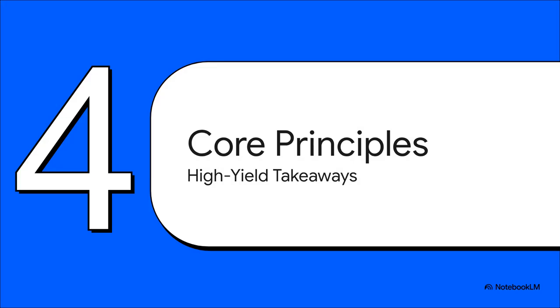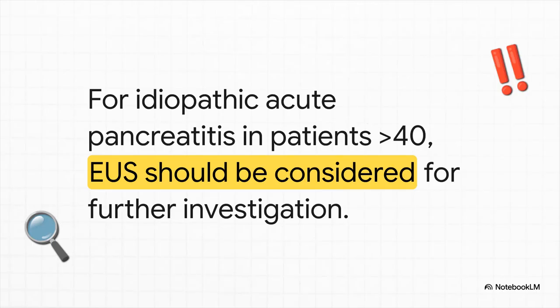Okay, that was a lot of information. Let's boil this entire dense guideline down into a few crucial, high-yield takeaways that you can actually use in your day-to-day clinical practice. Takeaway number 1. For that patient with unexplained pancreatitis, especially if they're over 40, do not stop the workup. EUS is your next step. You've got to look for that hidden cause, and most importantly, you have to rule out an underlying tumor.